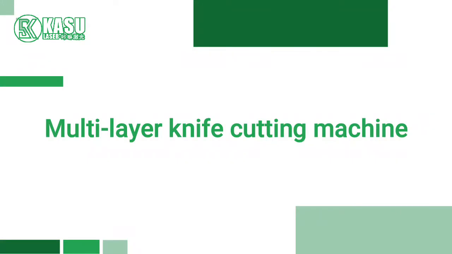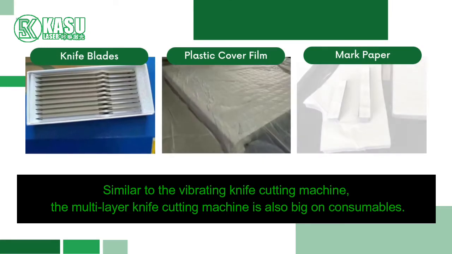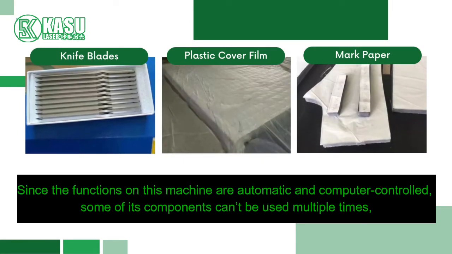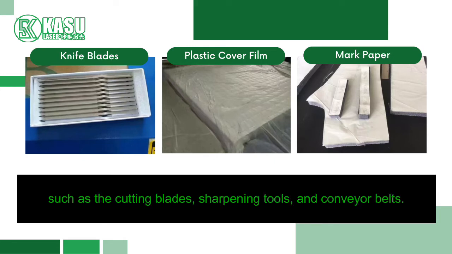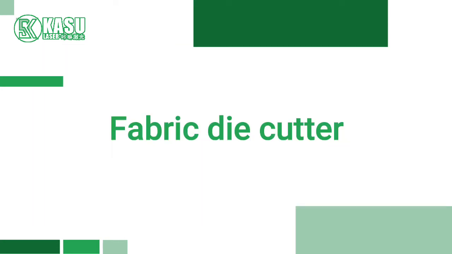Multi-layer knife cutting machine. Similar to the vibrating knife cutting machine, the multi-layer knife cutting machine is also big on consumables. Since the functions on this machine are automatic and computer controlled, some of its components can be used multiple times, such as the cutting blades, sharpening tools, and conveyor belts. And the covering plastic film, mark paper and perforated paper need to be replaced together with the cut patterns.